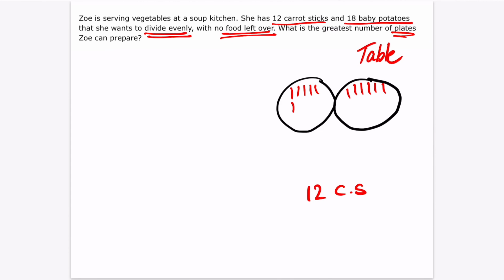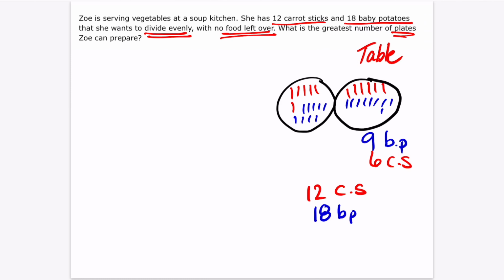And then I'm going to do the same thing with the 18 baby potatoes. They're just going to evenly share them. So far I've given away 8, 10, 12, 14, 16, 18. So in each group, I have 9 baby potatoes and I have 6 carrot sticks. That's something that kids can do. They can take a quantity and they can evenly try and share it out and see how many groups.